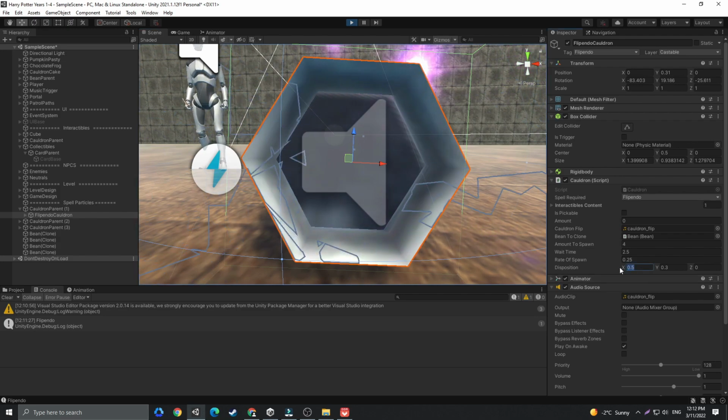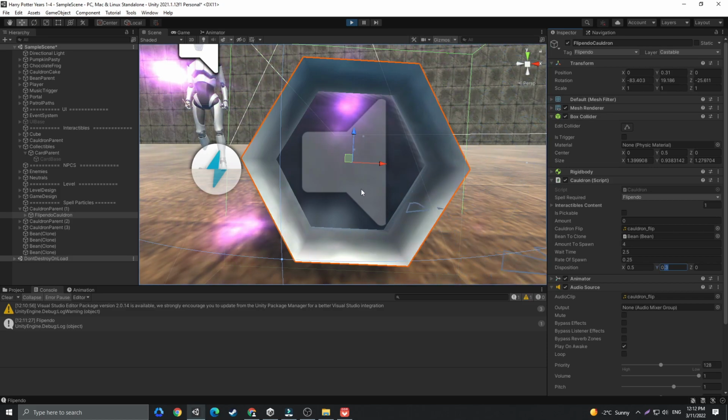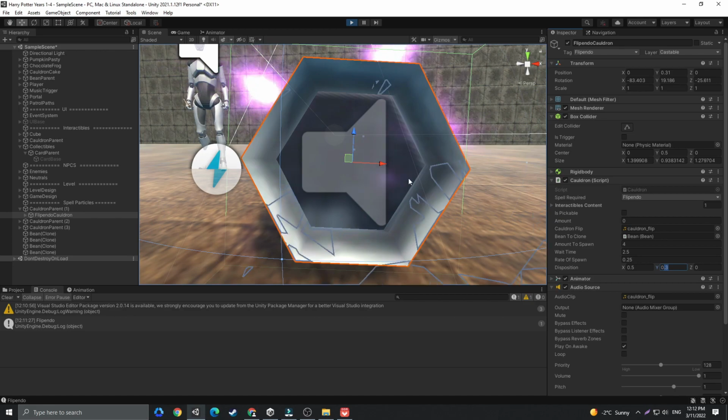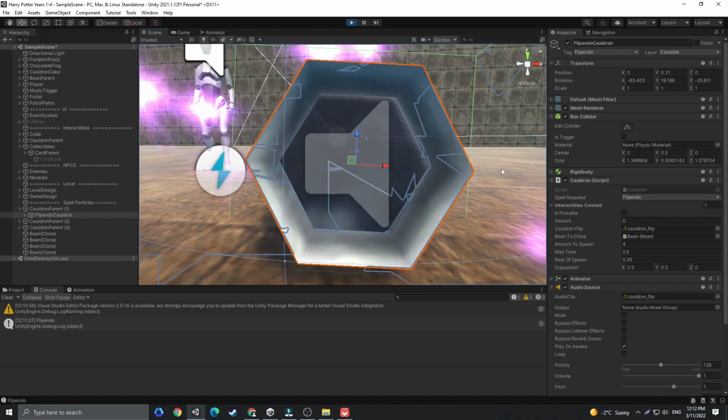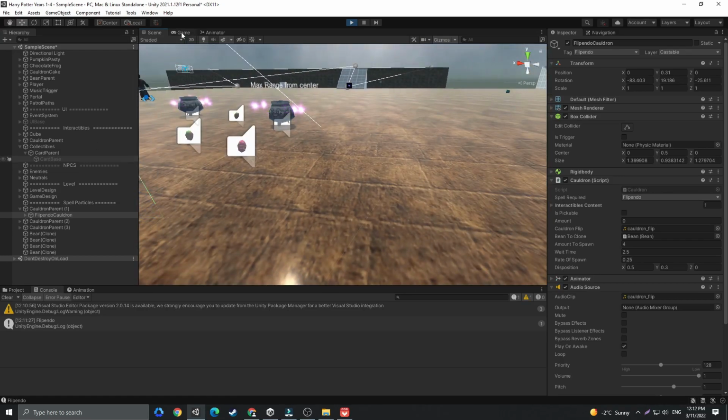The X refers to the width, and the Y refers to the height. The Z would refer to the depth, but I don't think that's needed, since the line should actually be 2D spaced and not a 3D one. Okay, that's all about the cauldrons.